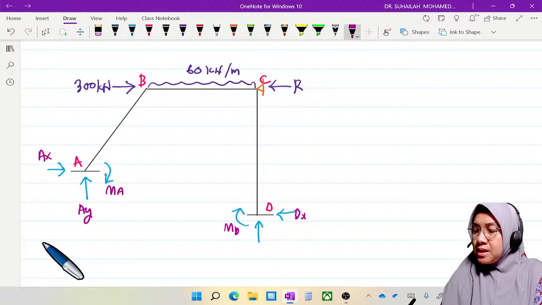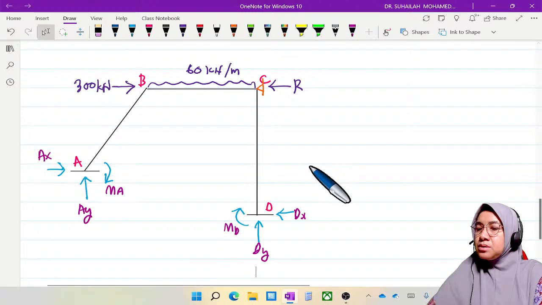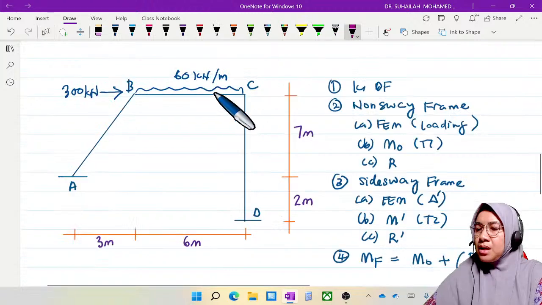So the total height, the height for CD total is 9 meter. So this is 9 meter. And BC is 6 meter. AB is 3 and 7, so we have to determine the hypotenuse to identify the length of AB.